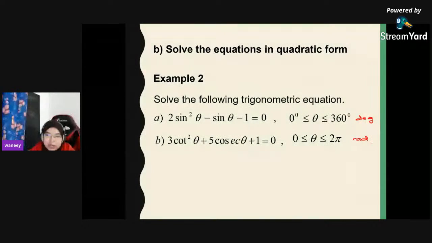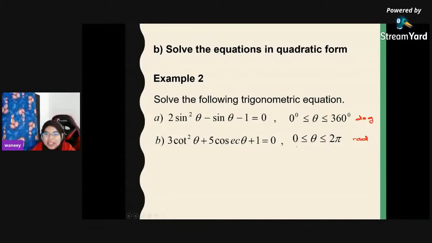So be extra careful, because later the answer will become a bit weird. If, let's say, we forgot to change it, then our answer might be slightly weird. Because we can see that if it is degree, the numbers will be quite big. If radian, the numbers will be small. Okay, next.